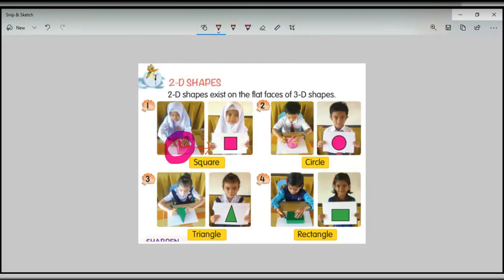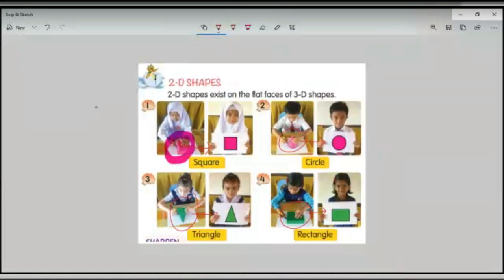Now look at the boy. The boy is holding a cone. Cone is a 3D shape. From the cone, we can find the shape circle. So that means circles can create the cone shape. Next one, look at the girl. The girl is holding the pyramid. From the pyramid, we can find the shape triangle. And the last one, the girl is holding the cuboid. From the cuboid, we can find a rectangle shape.